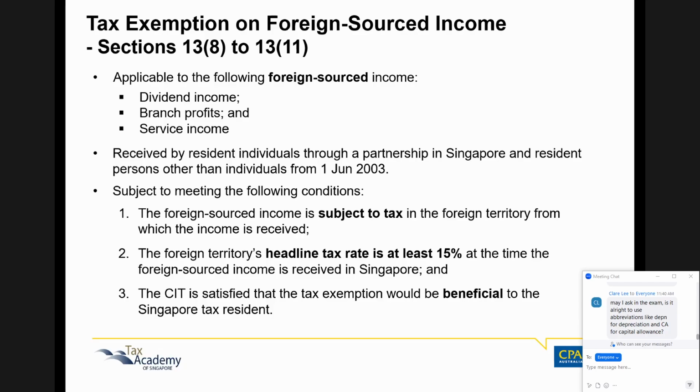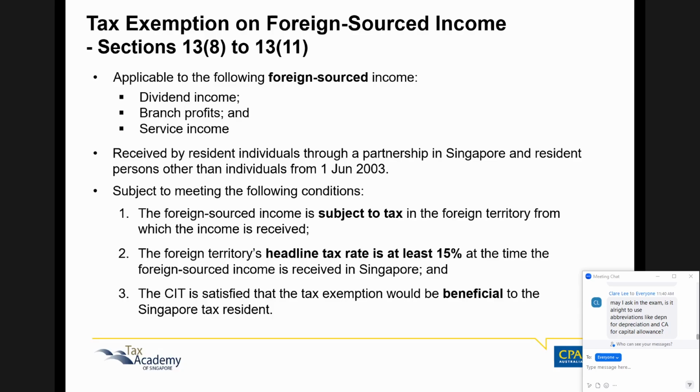Okay, so foreign source income, what is exempted? Dividend income, branch profits, and service income. Those that receive, individuals we don't touch. Those conditions will be the foreign source income is subject to tax overseas. Then the foreign jurisdiction, their headline tax is at least 15% at the time that the foreign source income is received in Singapore. Headline tax is just look at what is listed as their tax rate.